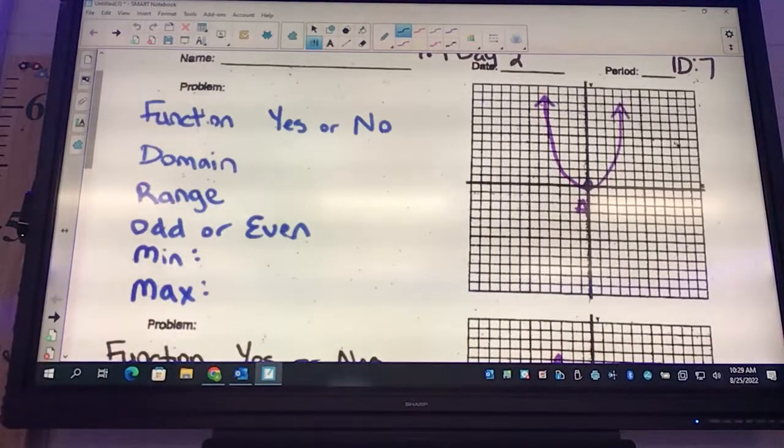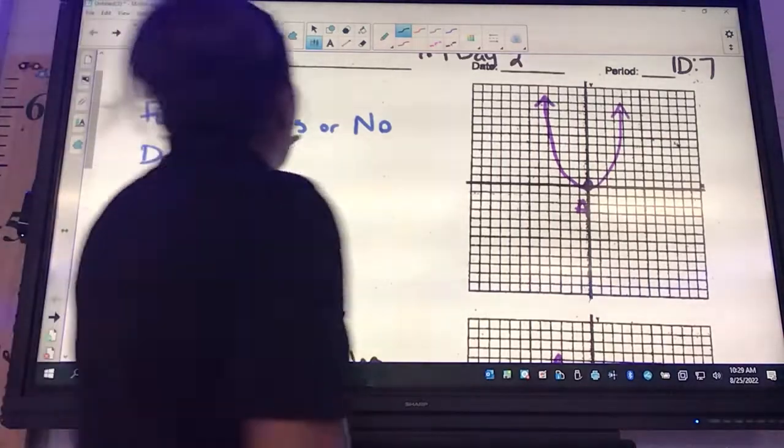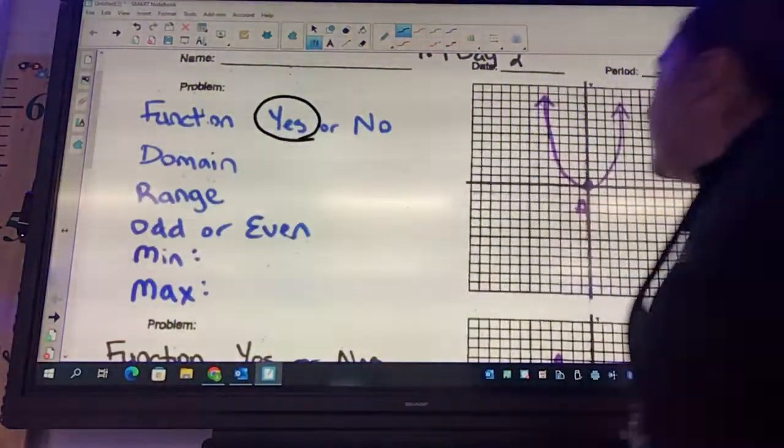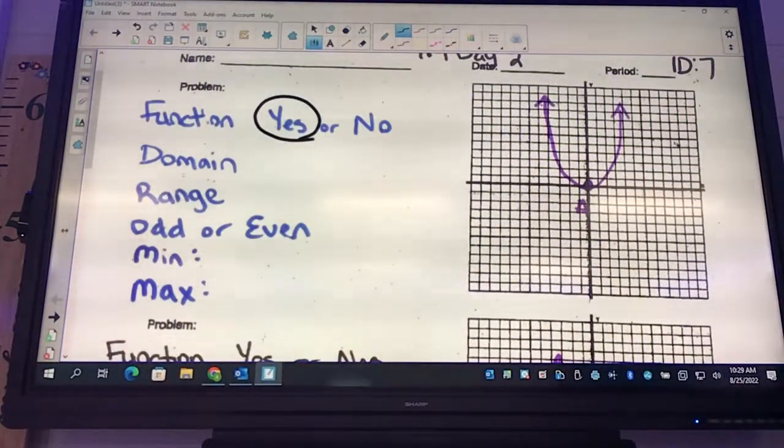Is this a function, yes or no? Yeah. We do the vertical line test, and yes, it's a function. Okay, what is the domain? The domain, we lay our pencil down this way. No. Okay, up and down.